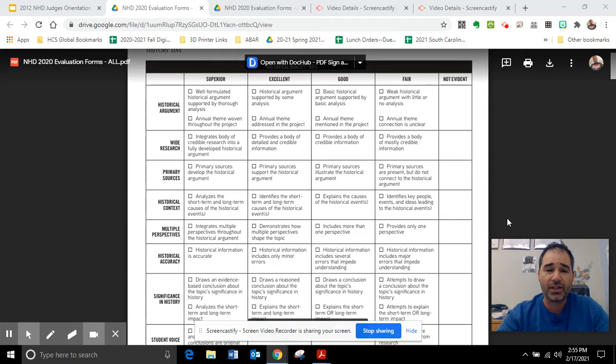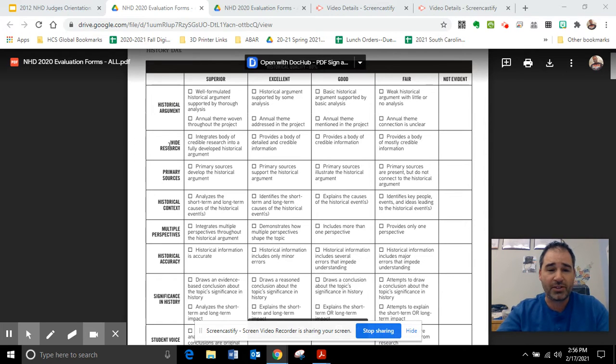So the first row is historical argument, and this is the idea that they're really supporting that connection to the theme. So we want to see that communications and history is woven throughout the whole project, that they are supporting it with analysis and not just describing the theme. This is that heart of the project part.